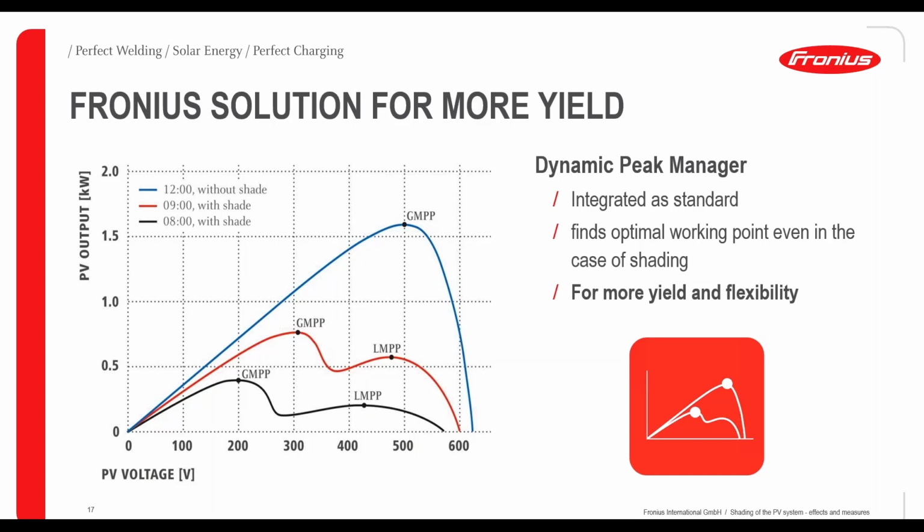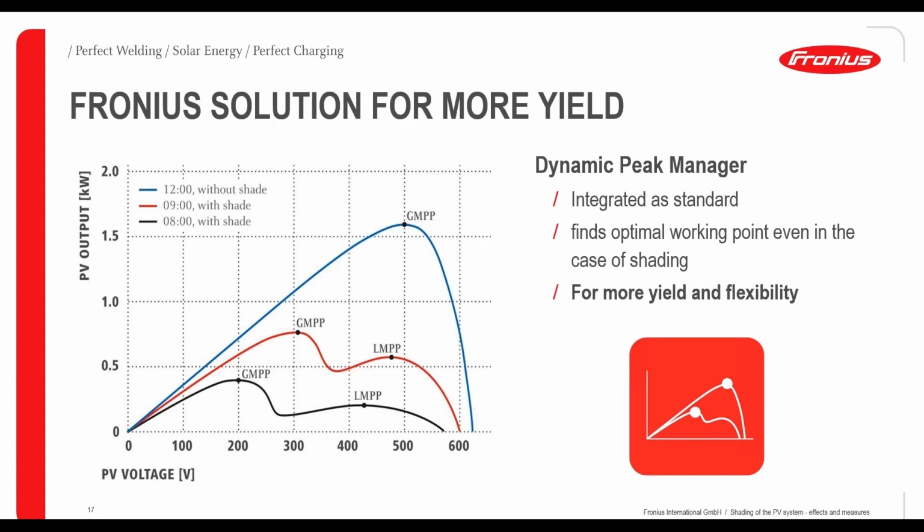So I quickly want to explain it on the schematic on the left-hand side. We can see here 3 curves. The blue line is actually the power curve without shading, and there we can see there is an obvious major power point on top of the line. It's called the global maximum power point, GMPP, and that's what the inverter is trying to operate on, because that's the highest output power of the system. If there is shading, like here at 8 or 9 o'clock a.m., it's the red or black line, and we clearly can see there are 2 operating power points.